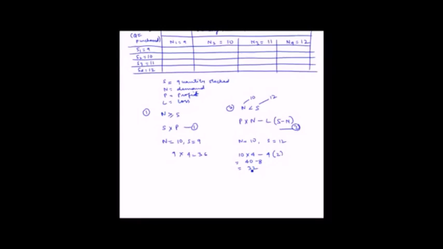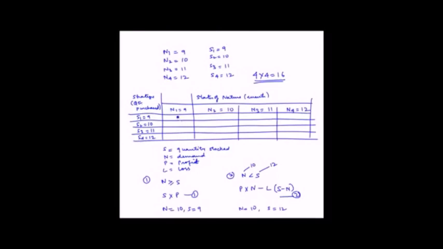Similarly, if we continue calculating all the payoffs, we'll get the following values: 36, 32, 28, 24, 36, 40, 36, 32, 36, 40, 44, 40, 36, 40, 44, 48. The first criteria is max-min criteria.